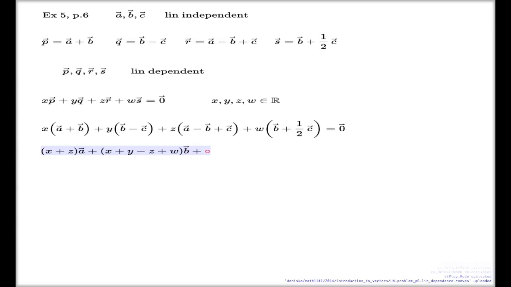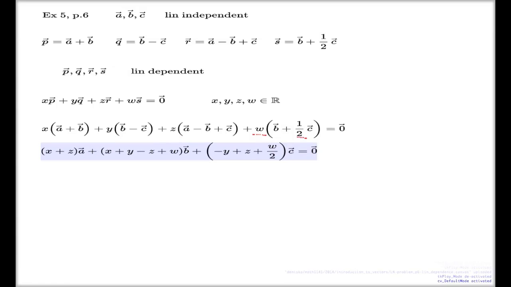The final rearrangement is all about vector C. We have negative y from here, z from here, plus z, and w over 2 from this one and this 1/2. Those are all the coefficients next to vector C. That's my rearrangement, again elementary algebraic manipulation.